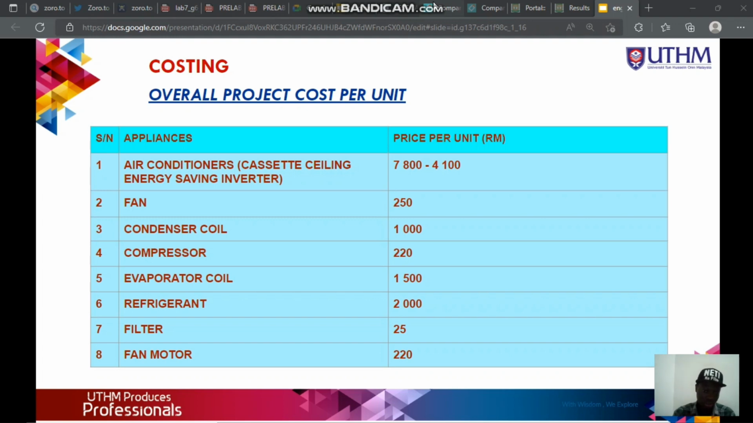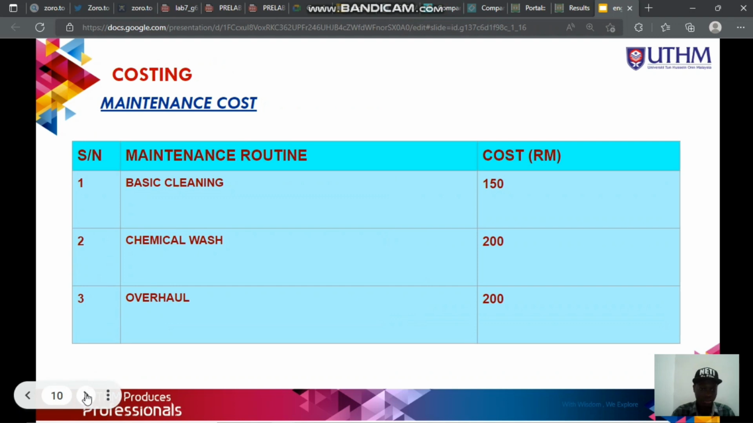The next part is the maintenance cost. The maintenance cost is categorized into 3 forms of maintenance routine: the basic cleaning, the chemical wash, and the overhaul. Basically, the basic cleaning costs around 150 ringgit, while the chemical wash is 200. At the same time, the overhaul is also 200 ringgit.